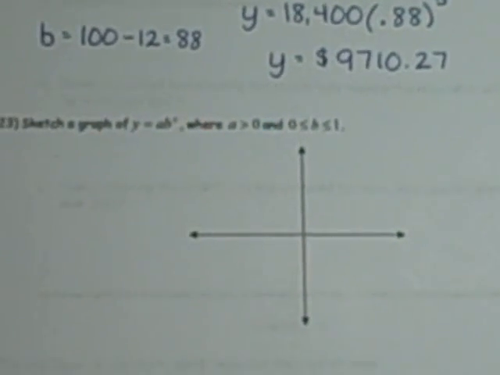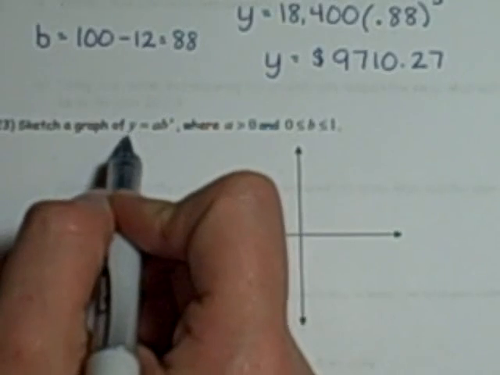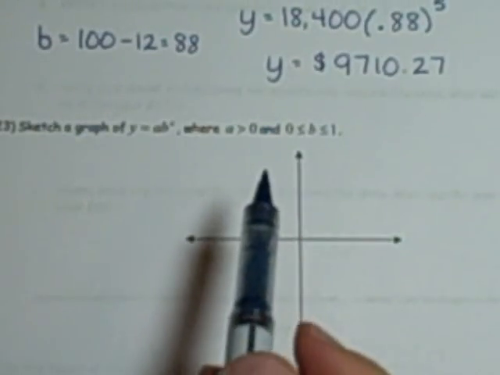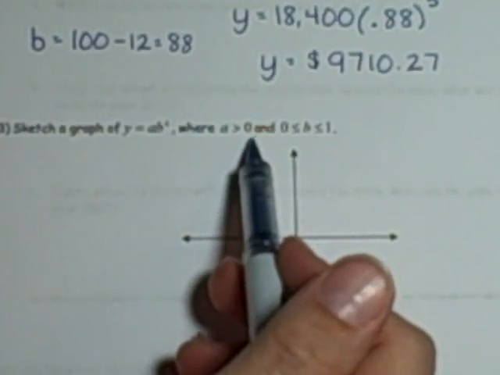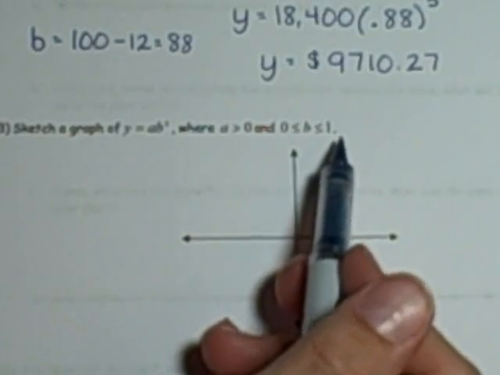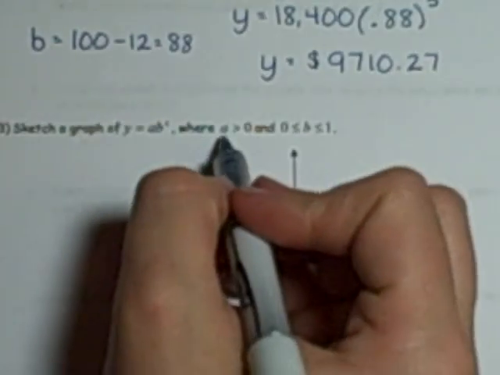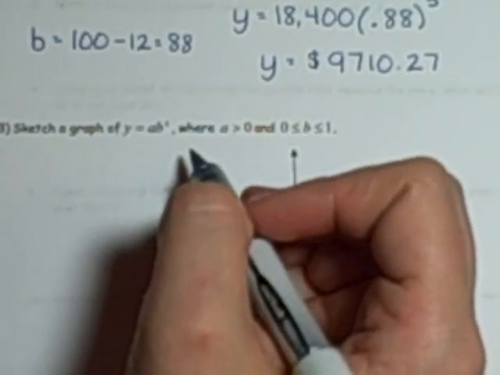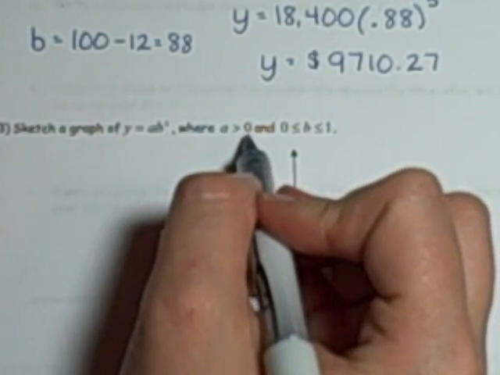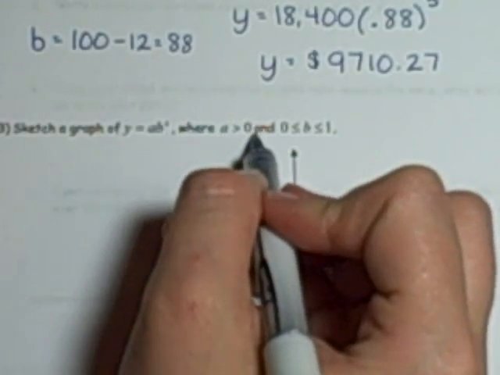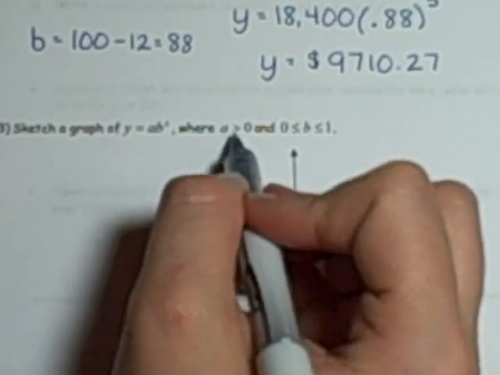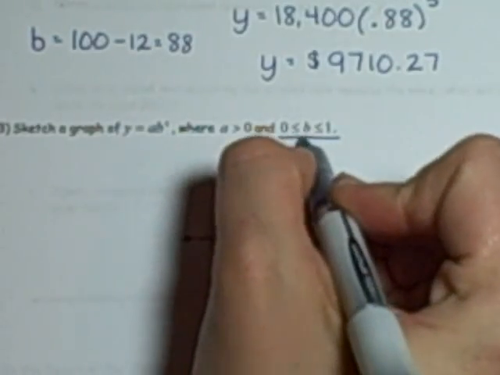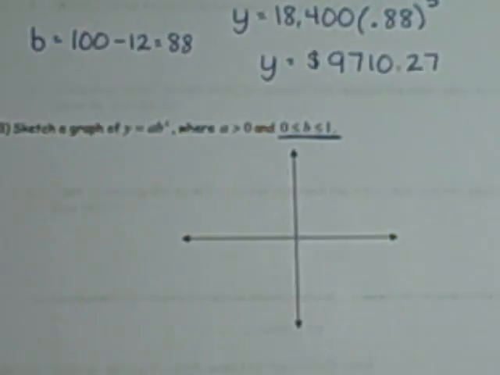Okay, question 23. Sketch a graph of one of these functions. That's that ab to the x that we've been talking about, where a is bigger than 0 and b is between 0 and 1. Well, let's think about this. Remember, a is your starting value. Your starting value is always bigger than 0. So really, this doesn't matter to you as far as making the graph. This is the important part, that b is between 0 and 1.